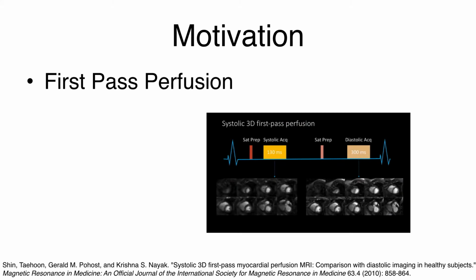So, how does first pass perfusion help in detection of CAD? First pass perfusion is a myocardial perfusion imaging technique in which a contrast agent is injected into the heart, and after the injection, MRI images are acquired. After MRI images are acquired, quantification is performed, or signal intensities in the region of interest are measured to detect if there are any perfusion defects.